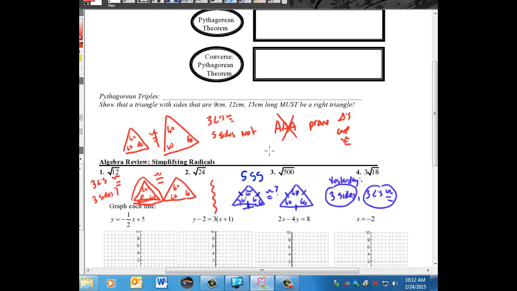The only ones that work so far that we will learn are side, side, side; side, angle, side; and angle, angle, side, which we'll learn on the following page.